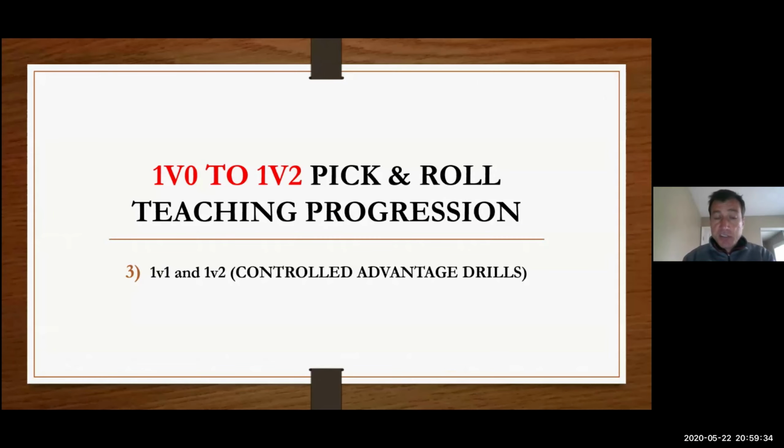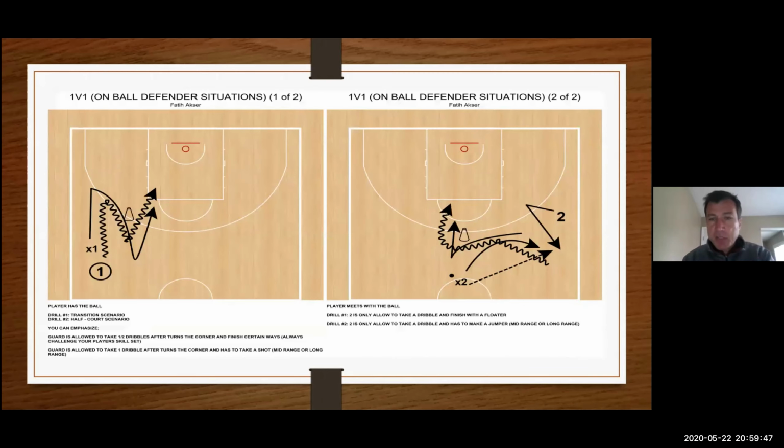And the third stage, where we remove the coach, we put the players into it, and we make it a controlled advantage drill. I still want offensive players to have a little bit of an advantage, because we are in the process where they are able to do it, but they are not comfortable enough, or not at a level where the execution is high yet. So we put defensive players in, but in a way where the offense still has a little advantage.